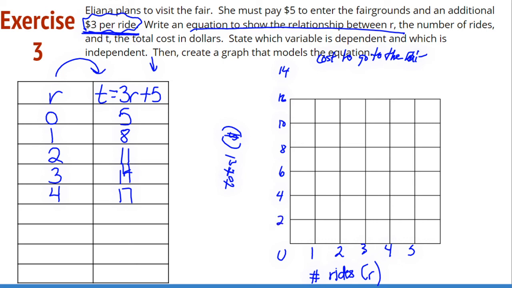All right, so if she rides no rides, it costs $5. And if she rides 1 ride, that's $8. And if she rides 2 rides, that's $11. And if she rides 3 rides, that's $14. And of course I've got 4 rides, which is clear up here at like $17, off my graph there. I'm not going to connect them because they're not going to let me ride 1.5 rides. So it's very separate data points.